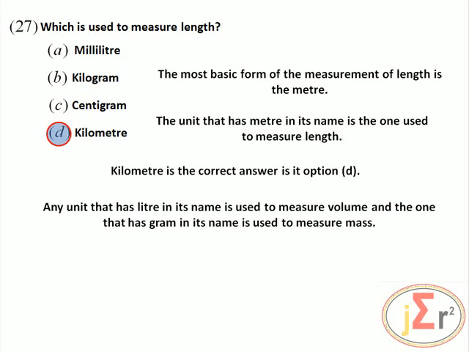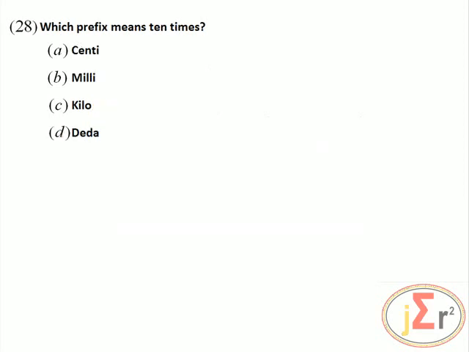Any unit that has liter in its name is used to measure volume, and the one that has gram in its name is used to measure mass. Which prefix means 10 times? So, of course, as usual, Richard James Mathematics Resources will give you some very good devices that you can use to answer your questions, right?